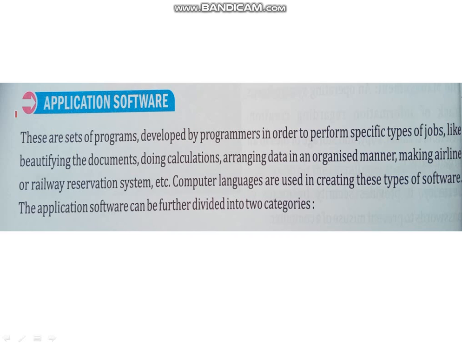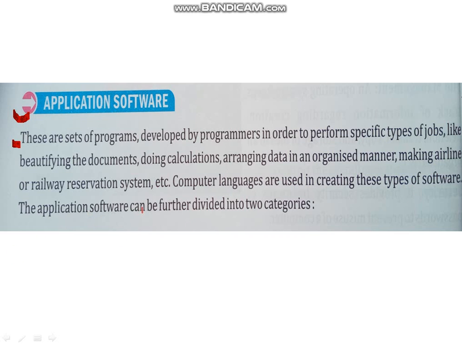Students, what is an application software? These are sets of programs developed by programmers in order to perform specific types of jobs like beautifying the documents, doing calculations, arranging data in an organized manner, making airline or railway reservation system, etc. Means many types of jobs can be performed by using different types of applications, and that only applications or set of programs are called application software. Computer languages are used in creating these types of softwares.